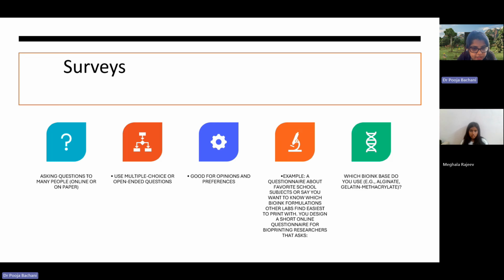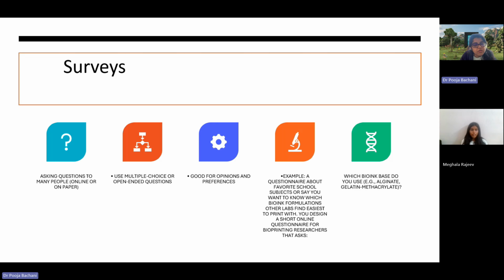Can you just write it down? And what were the problems you faced while preparing this bioink? So you don't repeat the same mistake which they have repeated, right? So you get a clear idea. Other than this, you can also ask which bioink base did you use. It can be alginate also, it can be gelatin, methyl acrylate, whatever they used in their lab. So this is the kind of survey we usually do.